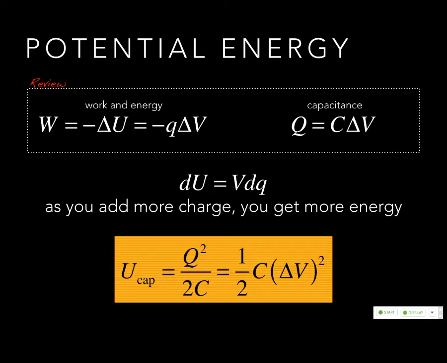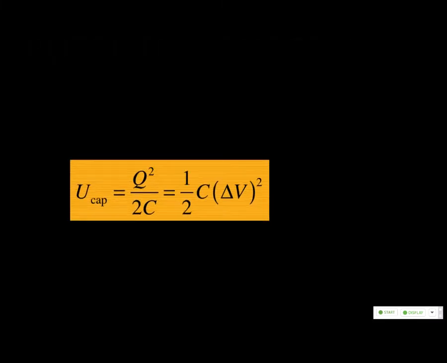You can also write it like this. And what have we done here? How do you go from here to here? Just plug this back in. Okay, q is just C delta V. So C squared delta V squared, you cancel a C. Same thing. Okay? You can always go back and forth. So, this is the energy stored in a capacitor.